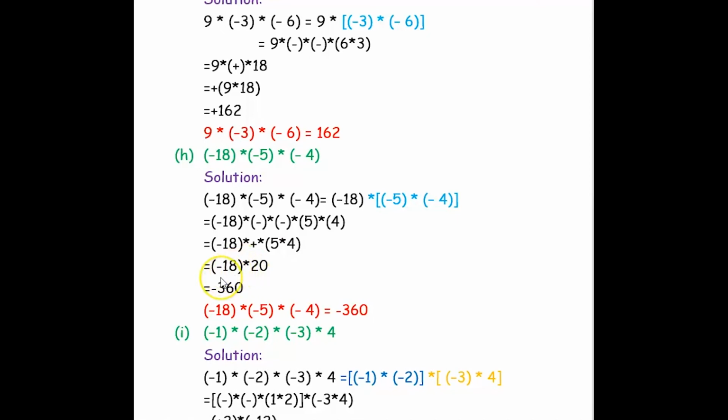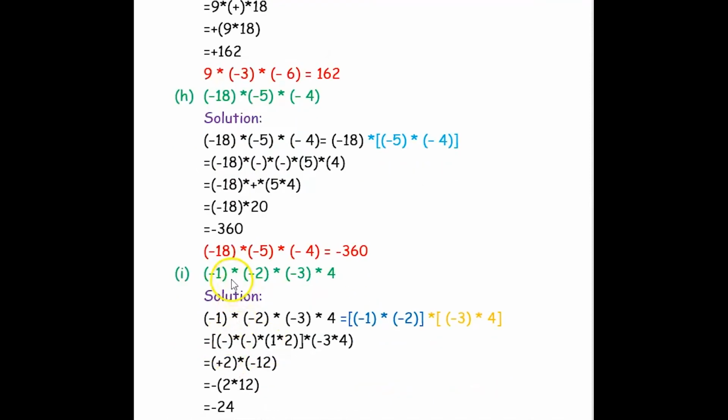So one positive number and one negative integer. So we know that if there is an odd number of negative integers, then our answer will have a negative sign. So negative, 18 into 20. So 18 into 20 is 360. Since we have one negative integer, it will be negative 360. So thus negative 18 into negative 5 into negative 4 is negative 360. So clearly we can say here, if you multiply an odd number of negative integers, then our answer should be a negative number. So we can blindly write the negative sign and we can multiply all the integers separately.